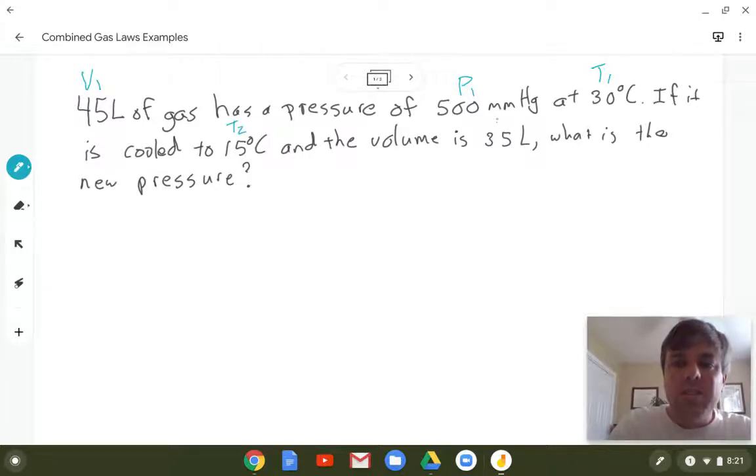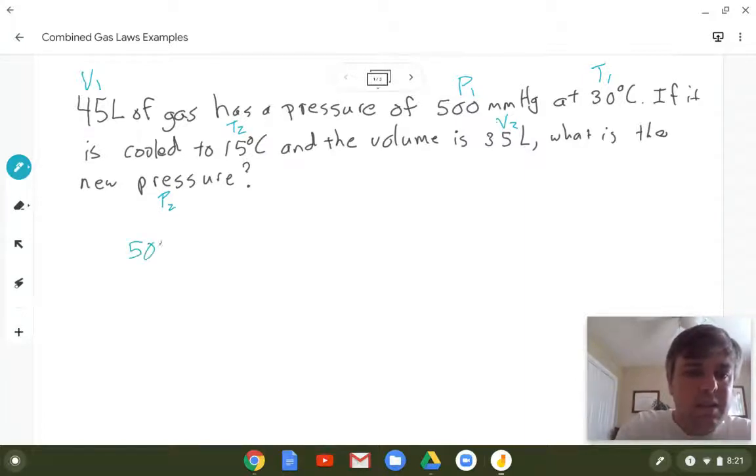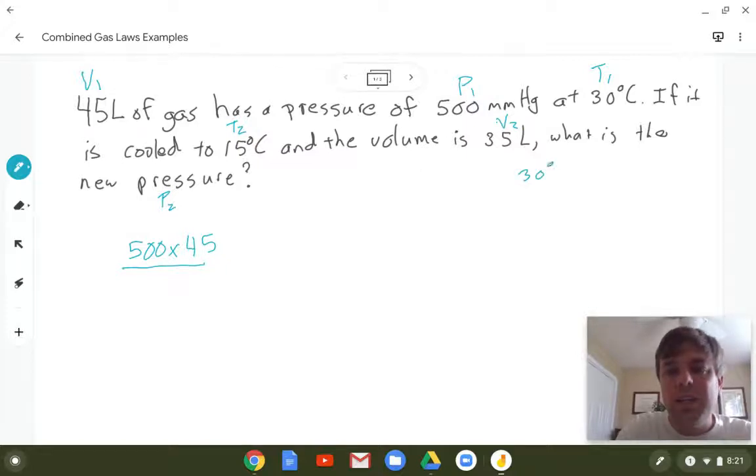The volume is 35 liters. That's volume 2. What's the new pressure? P2. So all we need to do now is plug into our equation and solve. So the combined gas law says that P1, 500 millimeters of mercury, times V1, 45 liters, over T1. Now that's 30 degrees Celsius. So we need to take 30 degrees Celsius plus 273, and we'll find that that's 303 kelvins.